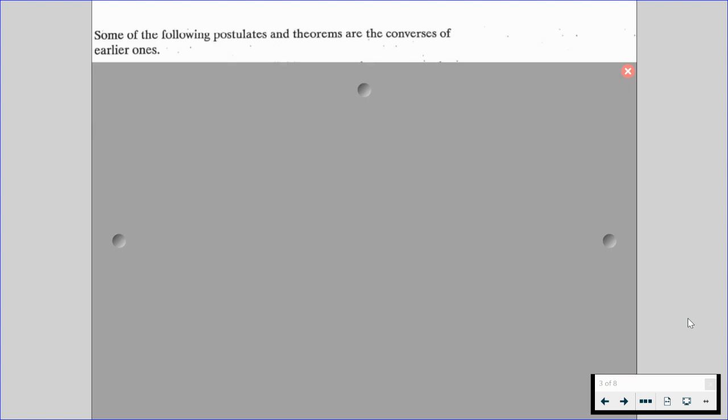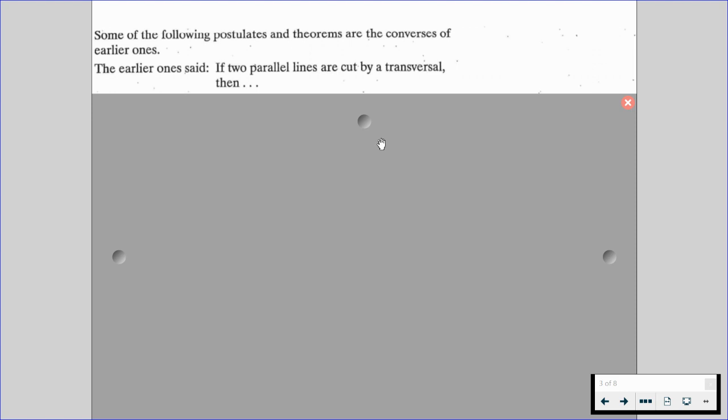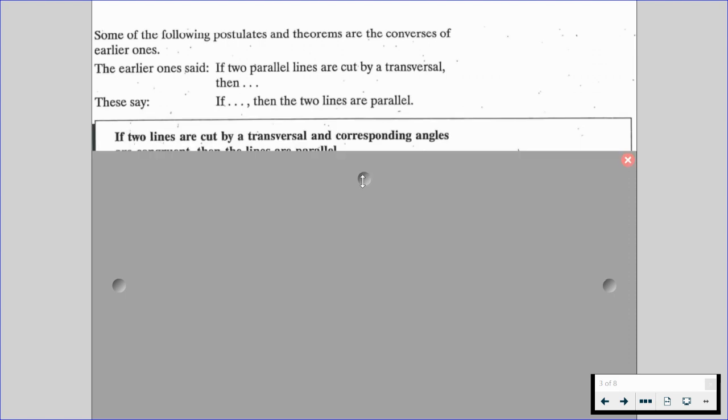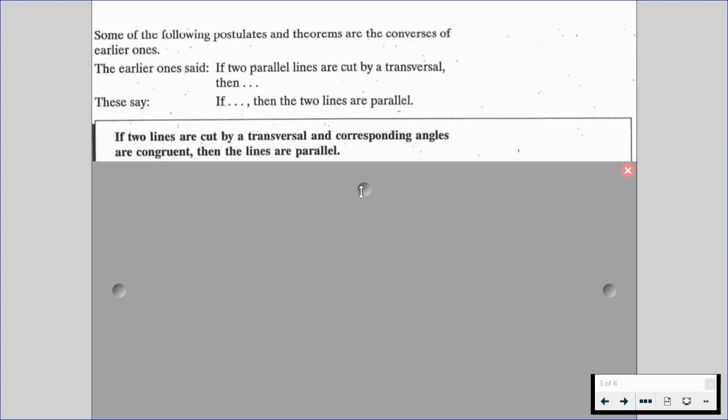lines. So some of the following postulates and theorems are the converses of earlier ones. The earlier one said, if two parallel lines are cut by a transversal, then these are going to be saying if something, then two lines are going to be parallel. So if two lines are cut by a transversal and corresponding angles are congruent, then the lines are parallel. Again, before it was if we have two lines that are parallel and cut by a transversal, corresponding angles are congruent. Now we're going to be doing the converse.